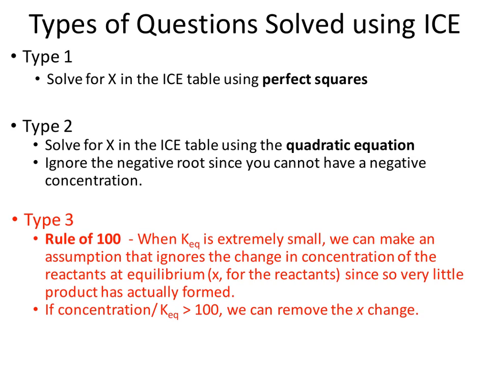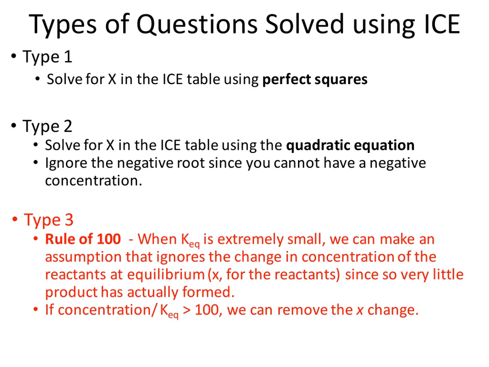Remember what a small KEQ means. It means that it's favored to the reactant. If we have a really small KEQ, remember 10 to the negative 10 really means that the reaction didn't happen for all intents and purposes. So if we have something that's very similar to that, 10 to the negative 9, 10 to the negative 8, it means that the reaction has barely happened, meaning the change in the concentration will be very small.